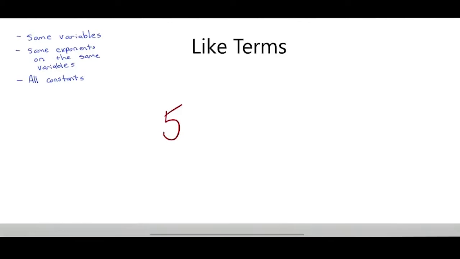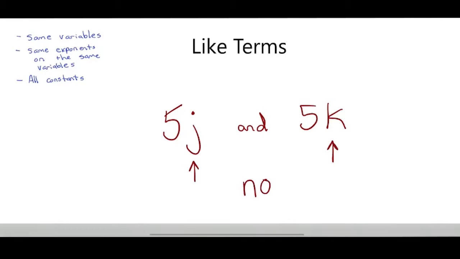What about 5j and 5k? Are those like terms? Well, first we'll check, do they have the same variable? Well, we have 5j and 5k. J and k are not the same variable. So I will say no, they are unlike terms.